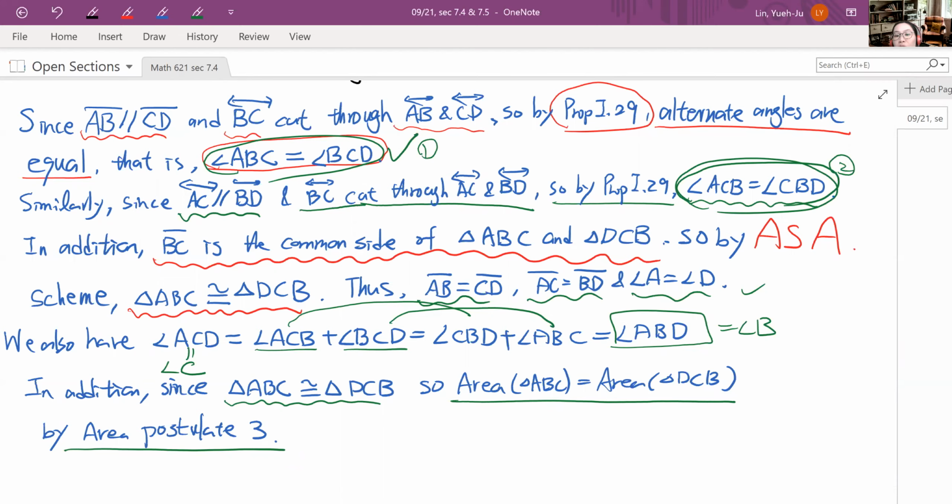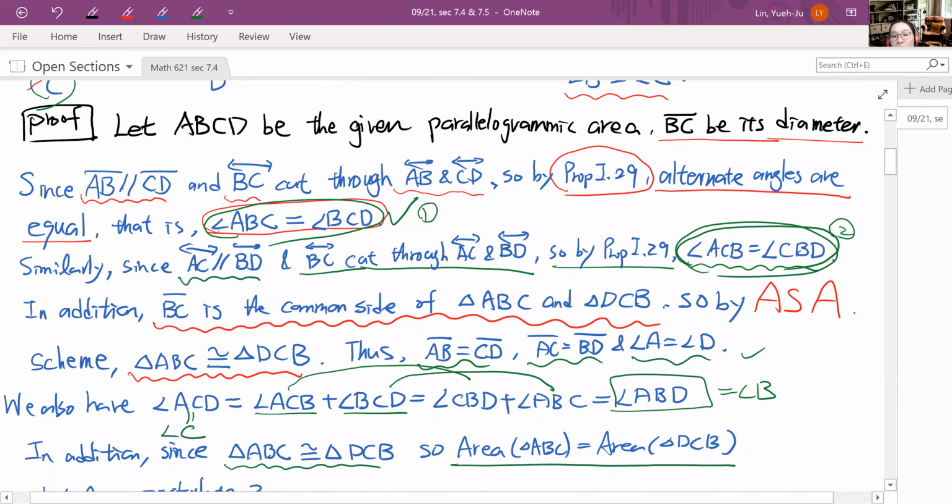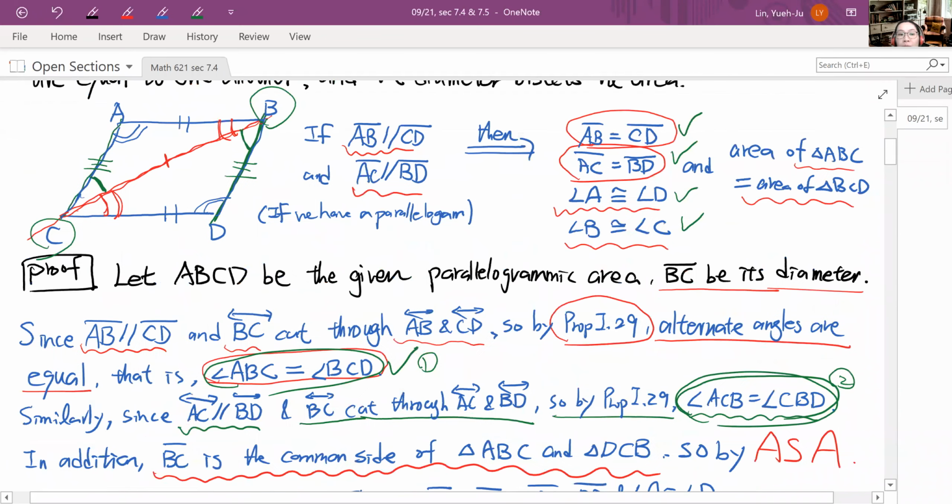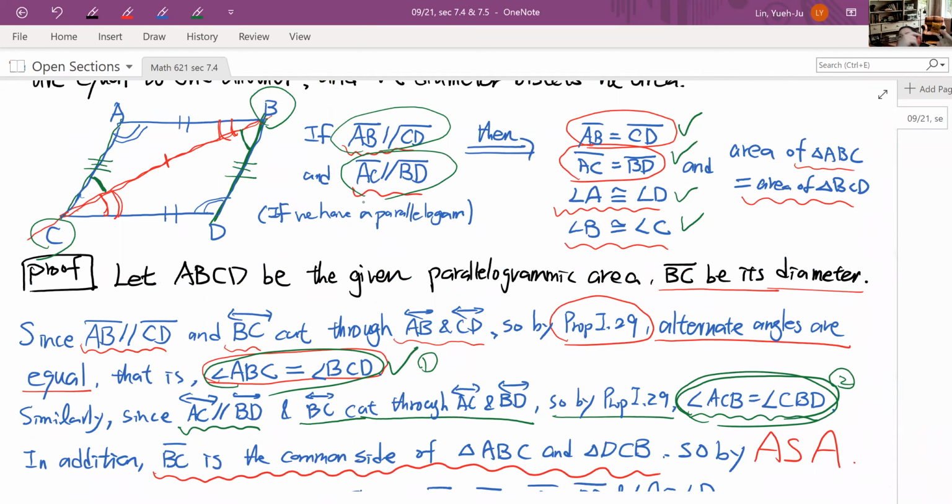The key fact we use is that AB is parallel to CD and AC is parallel to BD. If you have parallel lines, then most of the time you're going to see that some alternate angles are going to be equal. So you're going to have a lot of good properties coming from it. Okay, so this one is not too bad.